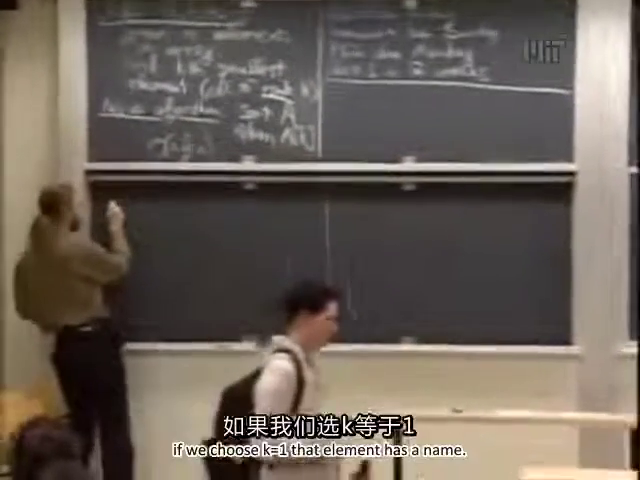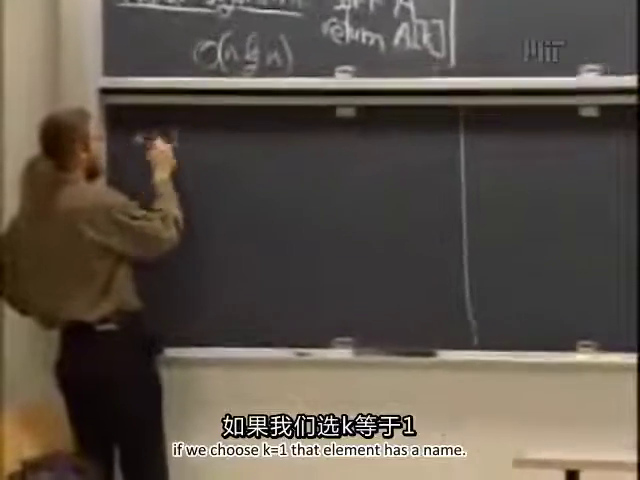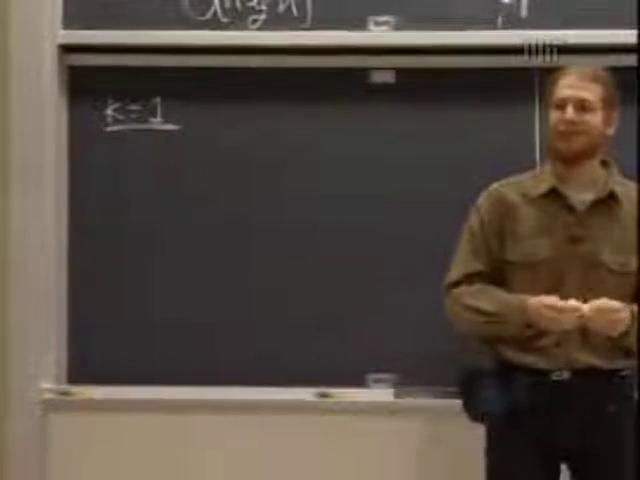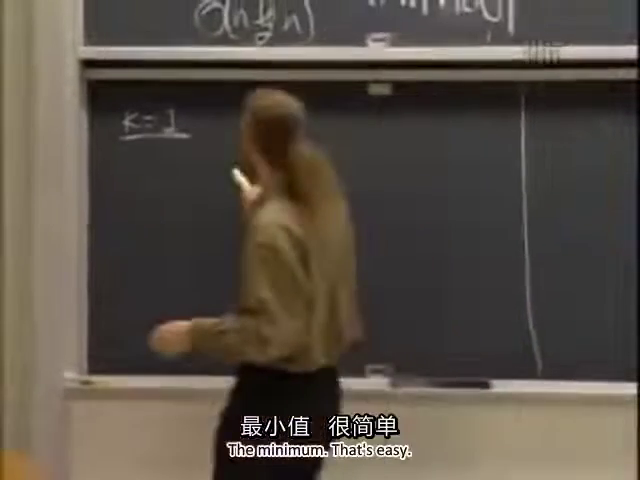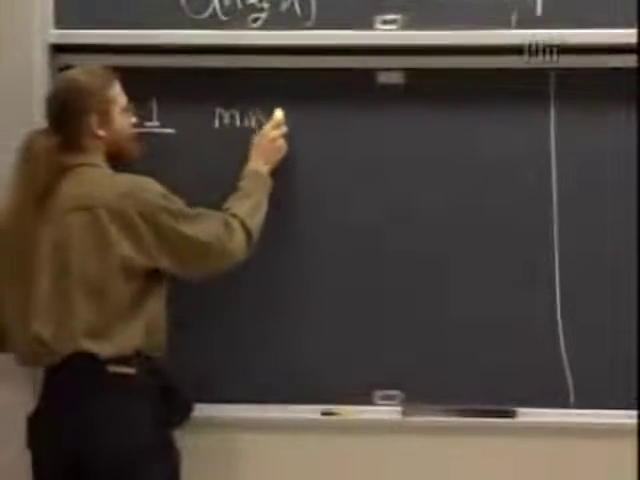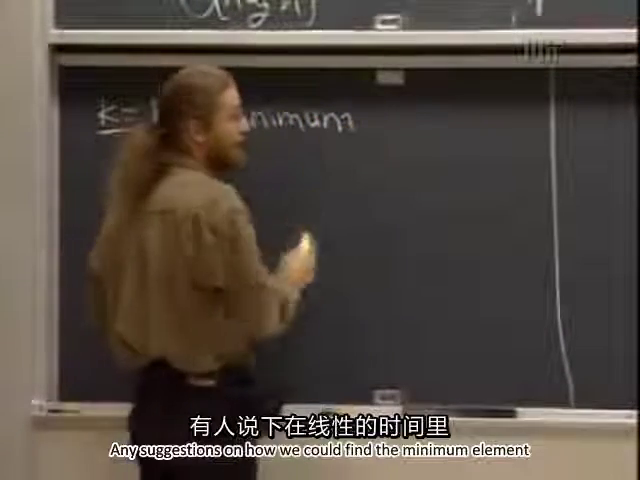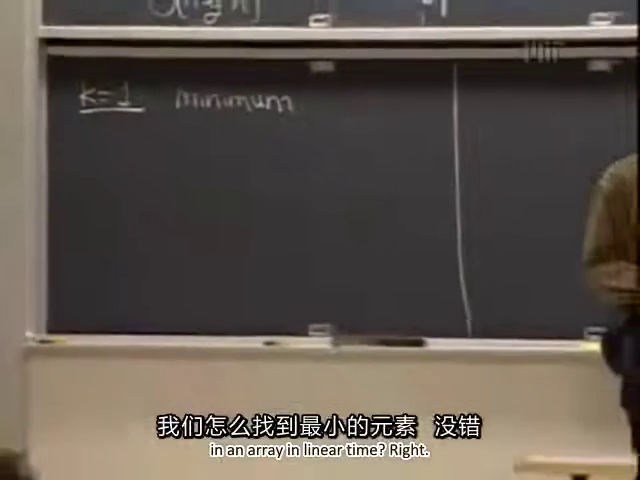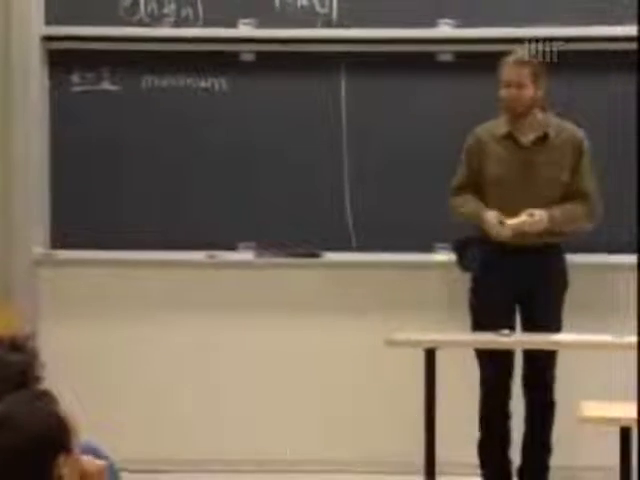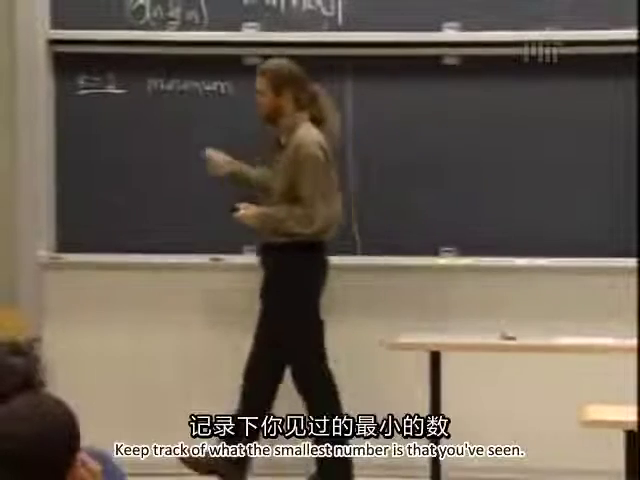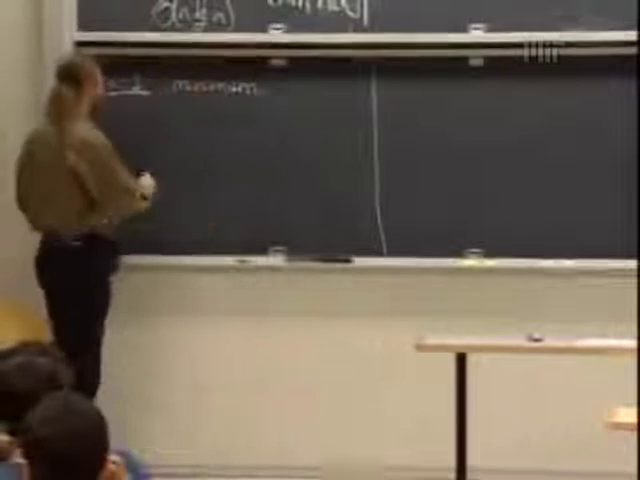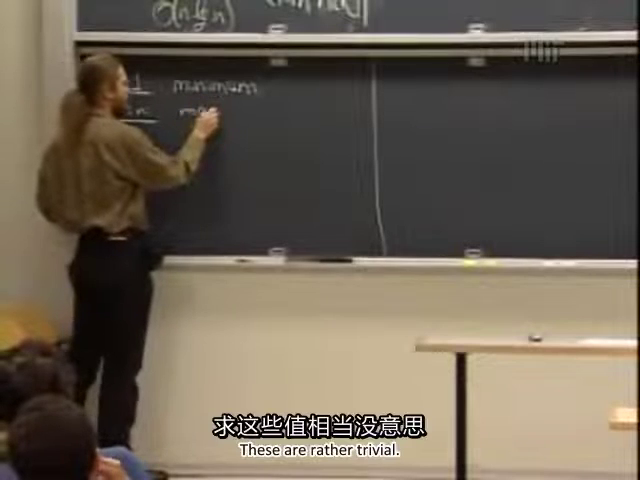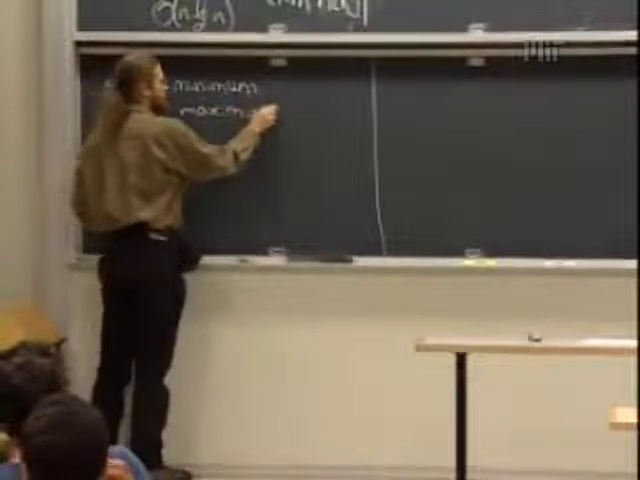So for example, if we choose k equals 1, that element has a name. Any suggestions of what the name is? The minimum. That's easy. Any suggestions on how we can find the minimum element in an array in linear time? Right, just scan through the array, keep track of what the smallest number is that you've seen. Okay, same thing with the maximum, k equals n. So these are rather trivial.